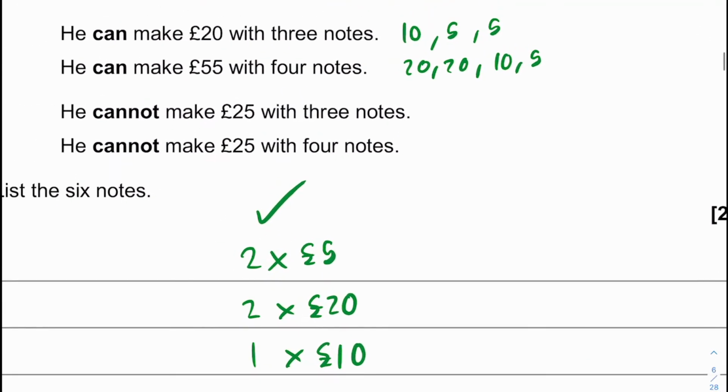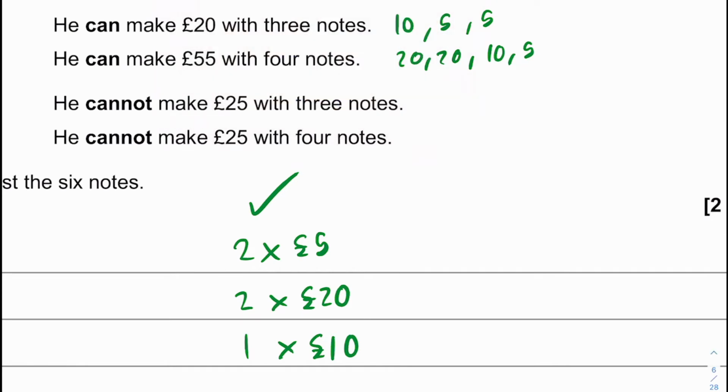We can then move on to the second set of statements, which are the ones that he cannot make. So he cannot make £25 with 3 notes.